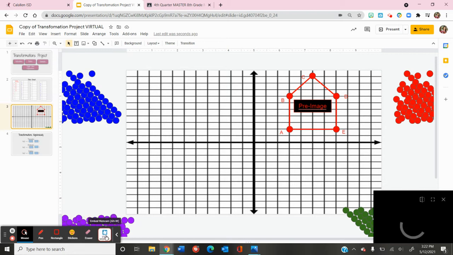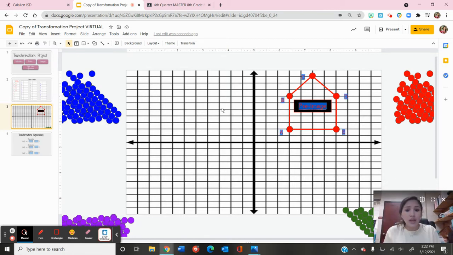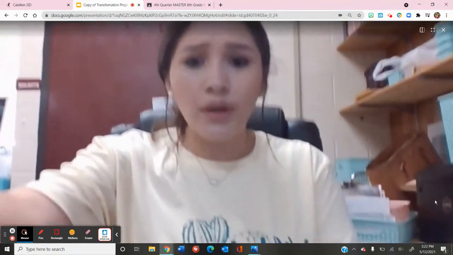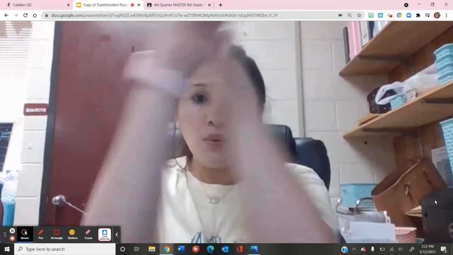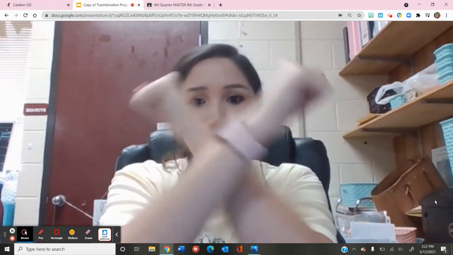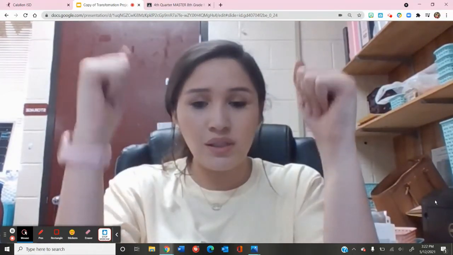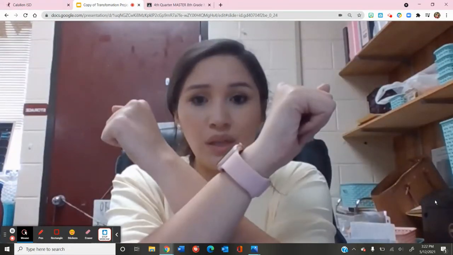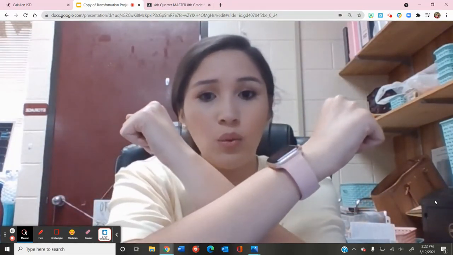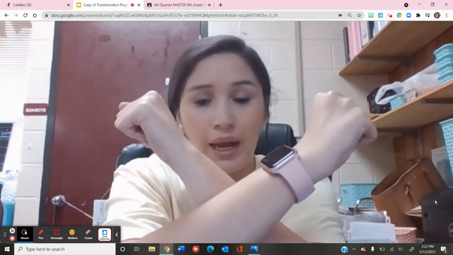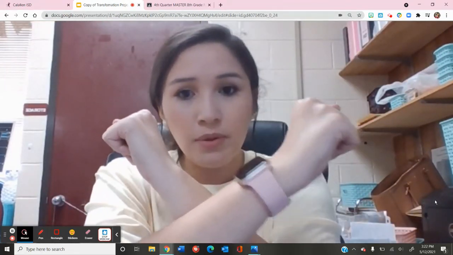So if you remember whenever we talked about rotations, we showed you the arm trick. So here we have 0, 90, 180, 270, and 360. Whenever you cross your arms, that means that you have swapped your X and Y. So now, since I went from 0 to 90, my Y value comes before my X value.